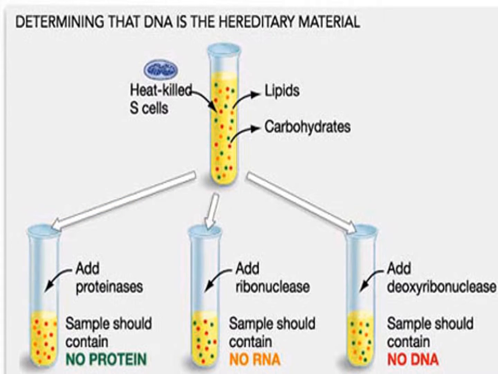Here you can see in this diagram, this was the heat-killed S. They separated out the lipids and the carbohydrates. To this one, they add proteinases, so that's going to kill all the proteins. And to this one, they added ribonuclease, and what that does is this sample has no RNA in it. And to the final sample, they add DNA nucleases, and that's going to remove all of the DNA. So this one has no protein, this one has no RNA, and this one has no DNA.